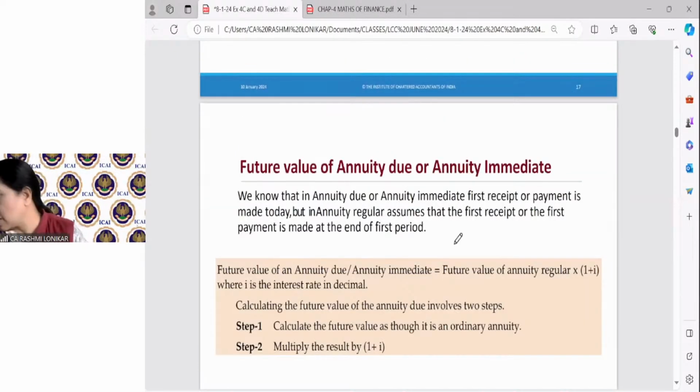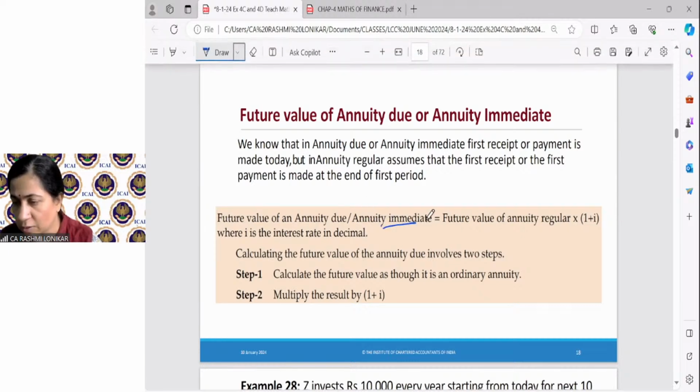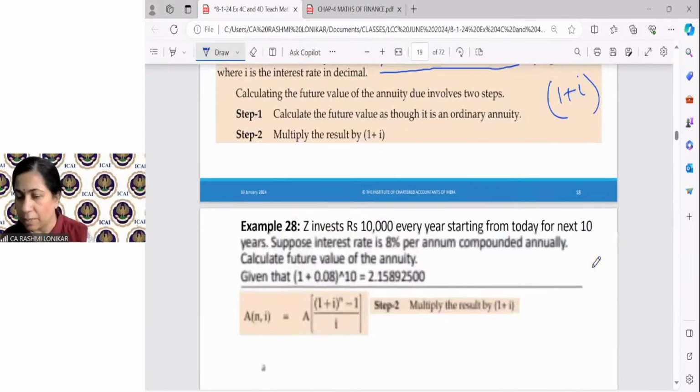Then we have future value of annuity immediate, which says that for immediate, you carry on as if it is regular. Future value of annuity immediate is future value of annuity regular, the normal formula I use, into 1 plus I. This 1 plus I is the factor with which you must multiply.